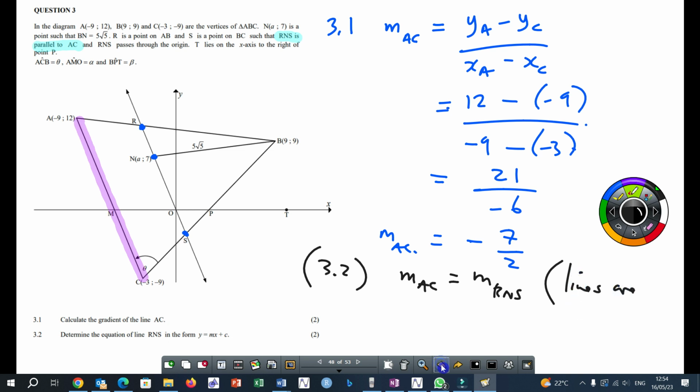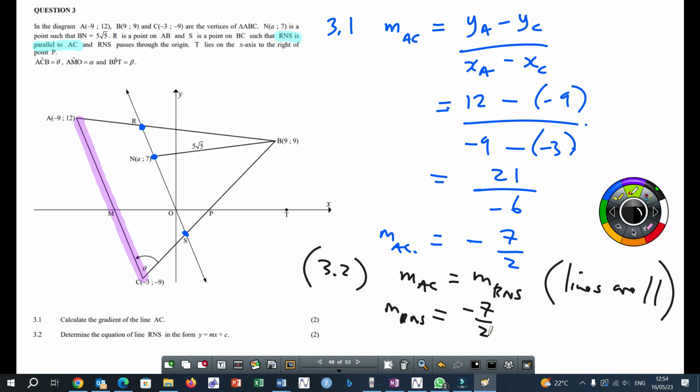No, there's no mark allocated for this, but I'm a teacher, I need to give you a reason as to why I'm saying those gradients are equal. Why are they equal? Because I don't want anybody to leave my class and say, but he said gradient of AC is equal to the gradient of RNS. Why? That's the reason that the lines are parallel. So what this means is MRNS is going to be equal to -7/2.